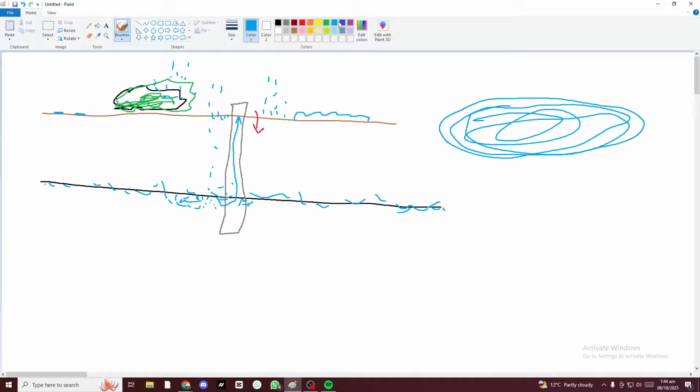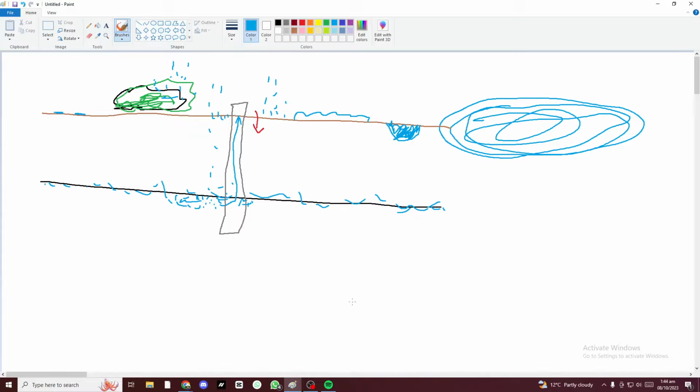Okay, now we come to channel storage. Let's add a little part here. Channel storage is just water that is stored in a river. So here's the river. It's the water that gets stored in that river or stream or whatever man-made drainage channel. It's not too difficult to understand.